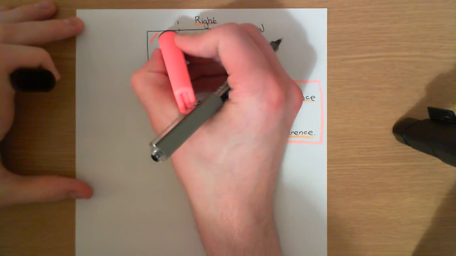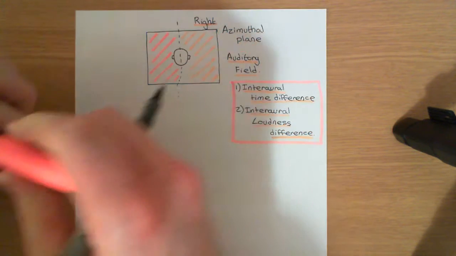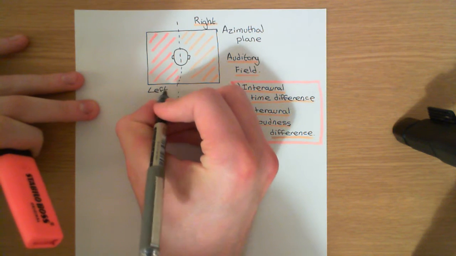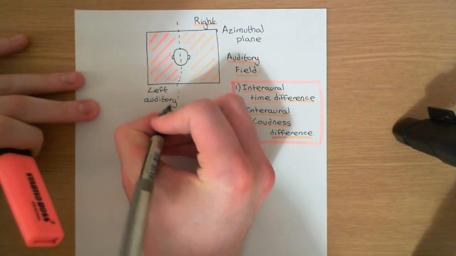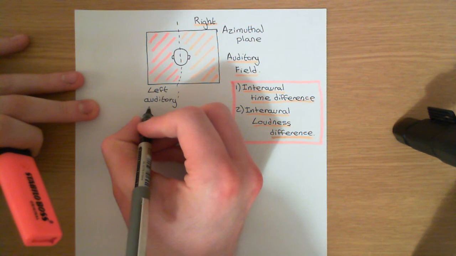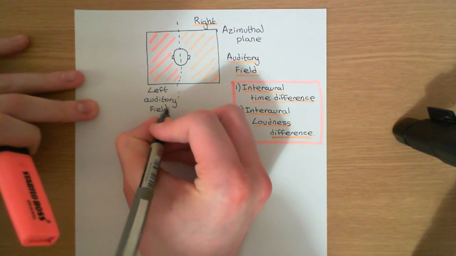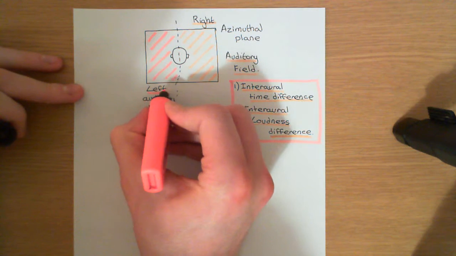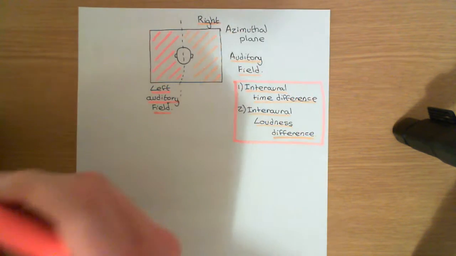So this opposite portion of space over here, which I'm colouring in red, this is what's known as the left auditory field. Okay, so we can divide all of space up into these two portions, the right auditory field and the left auditory field. And here comes the really important concept. This, of course, is not a too difficult concept at all, but now comes the really important concept.